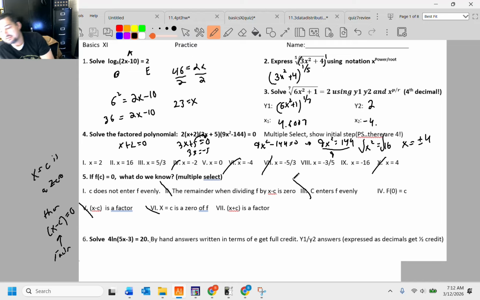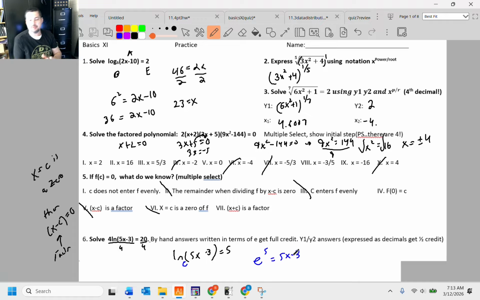All right, number 6. Solve this thing by hand. We're going to divide both sides by 4. That's going to give me the natural log of 5x minus 3 equal to 5. The base of a ln, or a natural log, is e. Therefore, e to the 5th is now 5x minus 3 because we exponentiated. That's the name of the process.